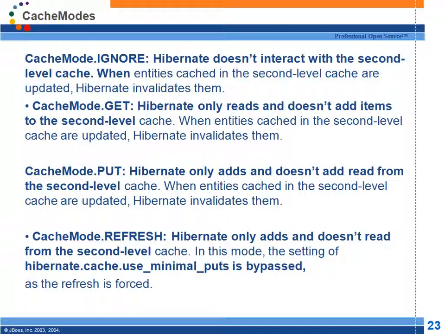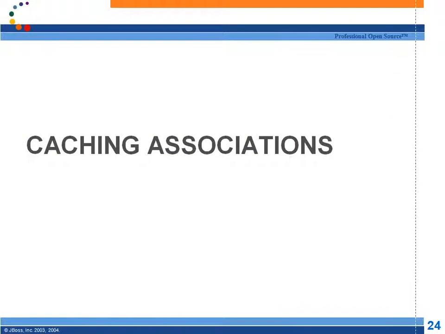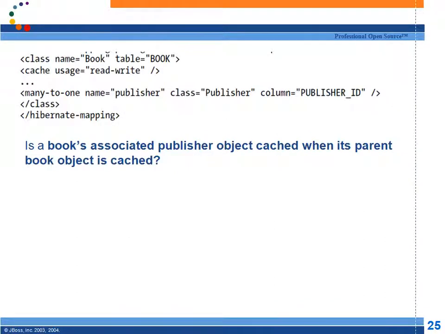Right there, you can just see the API also for cache modes and their meanings. Caching associations. See now, you are configuring second level cache for book. Is a book associated with publisher? Are books associated with publisher cached when the parent is cached?